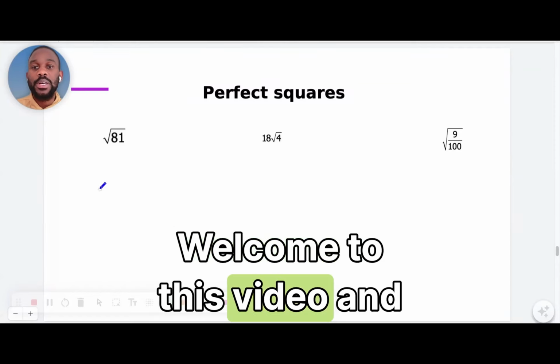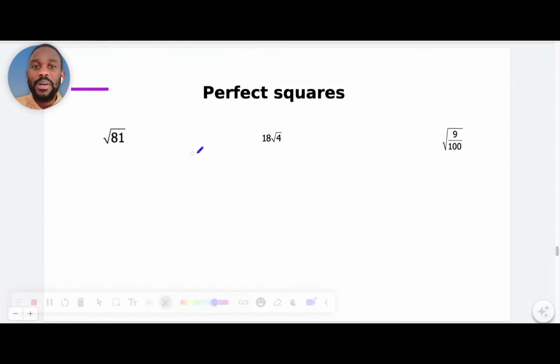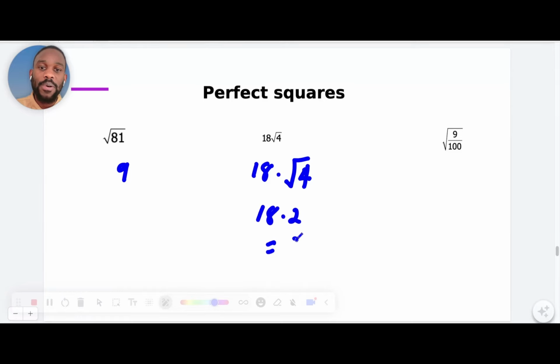Welcome to this video, and we're going to be looking at getting the perfect roots, right? This is a perfect square, like 81, and the square root is, by now you should know it's 9, right? What about 18 times the square root of 4? So the square root of 4 is 2, so 18 times 2 would give you 36. So this is 18 root 4. What it's telling you is get the root of 4 and multiply by 18.